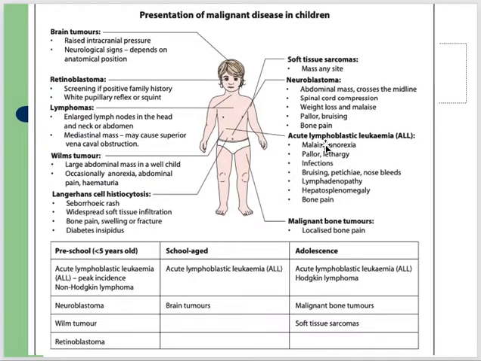The bad thing about this carcinoma, neuroblastoma, is that most often it is diagnosed late.